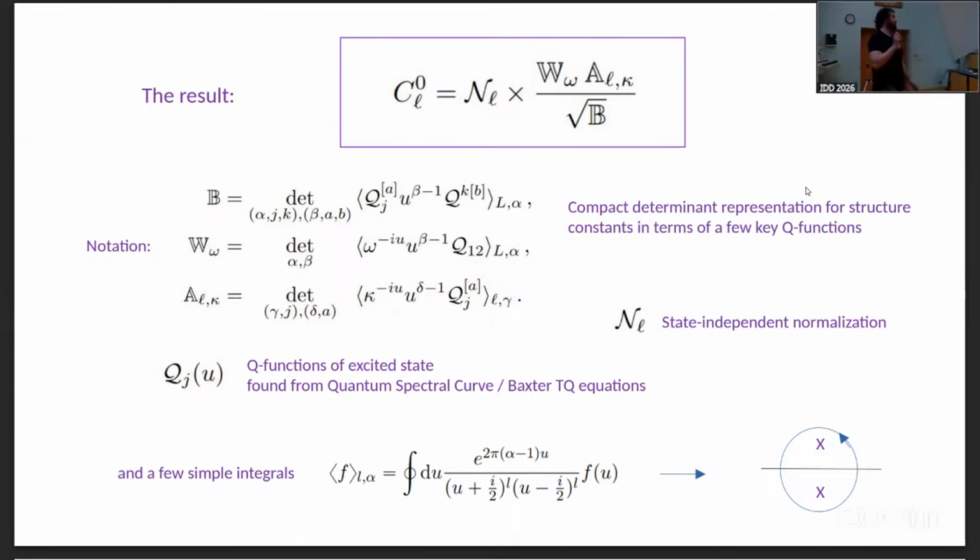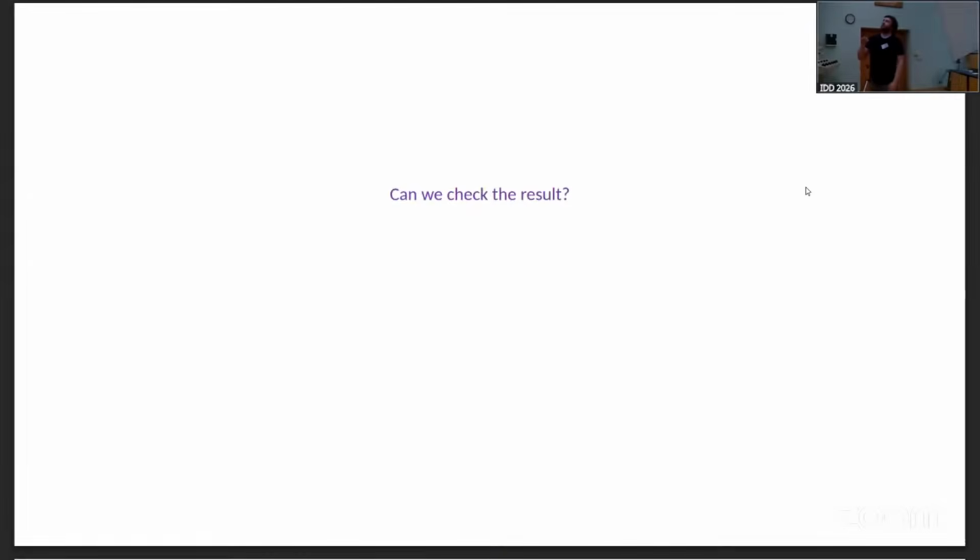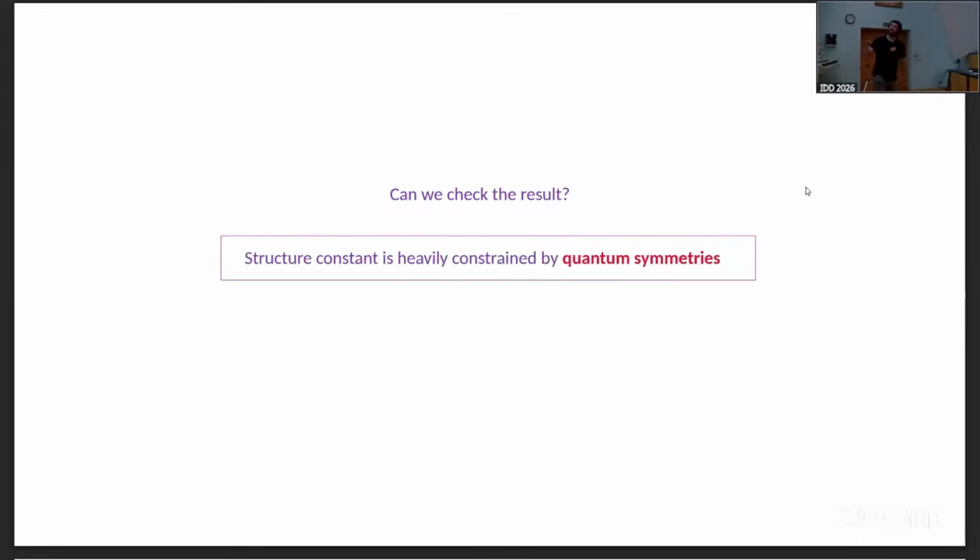Okay, so I will tell you how to do this. We can do one very strong consistency check on this result. So what is this consistency check? Well, it turns out that 3-point functions in N=4 super Yang-Mills in the SU4 sector are very strongly constrained by what we would call quantum symmetries. So those of you familiar with Yangian symmetry, your mind may immediately jump here. So I do not mean Yangian symmetry, but it is something a bit like Yangian symmetry. It's some type of infinite dimensional symmetry which is present within the 3-point function.